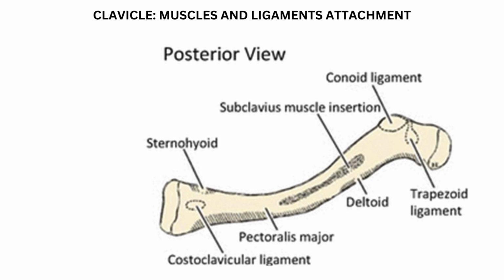Near the acromial end, there are two prominences, the conoid tubercle and the trapezoid line. These serve for the attachment of the conoid and trapezoid ligaments, respectively. The conoid and trapezoid ligaments are the medial and lateral parts of the coracoclavicular ligament, respectively.